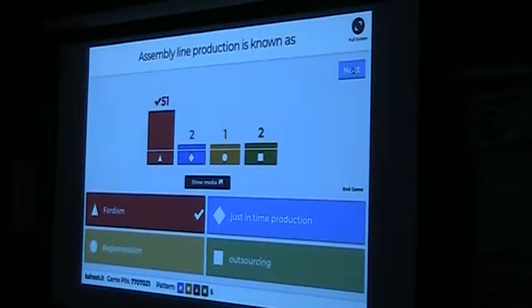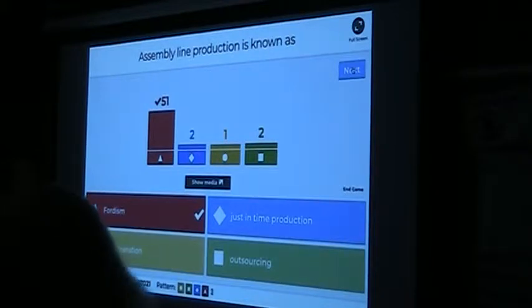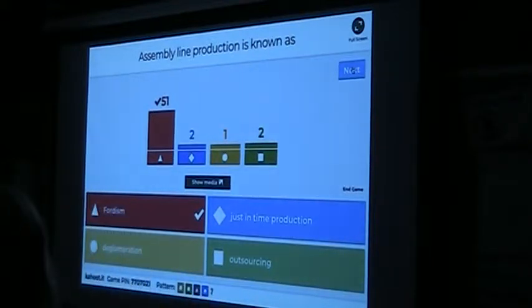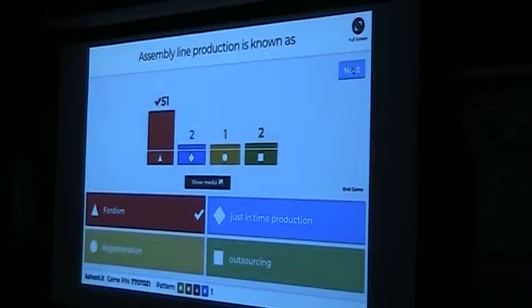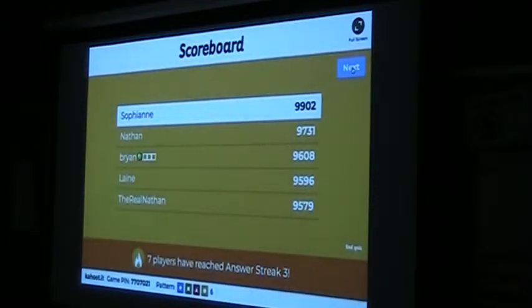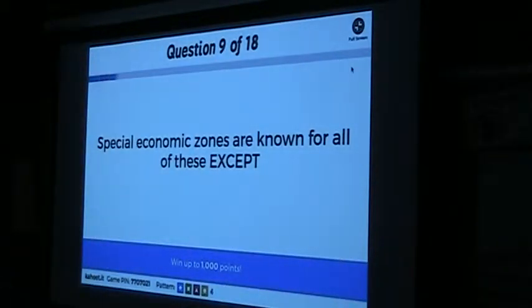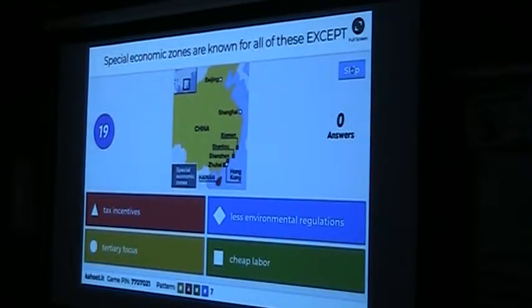Everything is produced in the same place. You do the same job over and over again. We've gotten more flexible since then, right? And they do outsourcing because you can use just-in-time delivery to get those parts to your factory. Not everything is made in-house anymore. We are post-Fordist. Special economic zones.